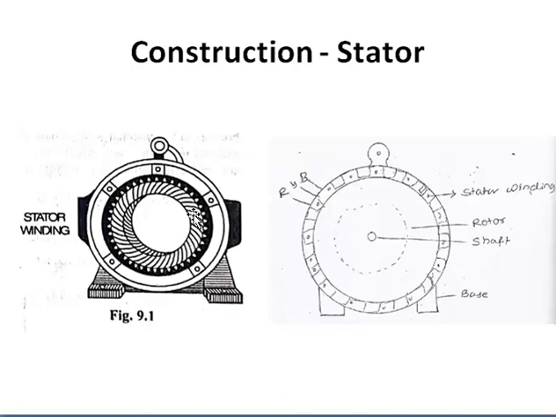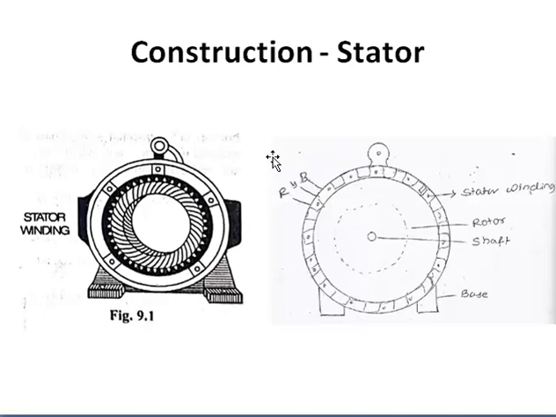So we will have the slots on the inner periphery, and this is the same diagram here. You can see the evenly spaced slots, and inside that we can place the insulated conductors, and they will be connected in such a fashion. Either it will be connected as a three-phase star connection or a three-phase delta connection, and R, Y, B are the ends of the connection which is connected to the power supply. That is how the stator is constructed.